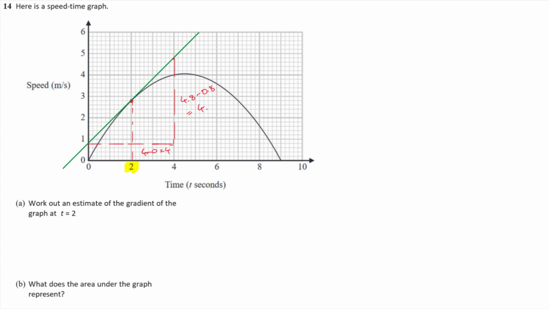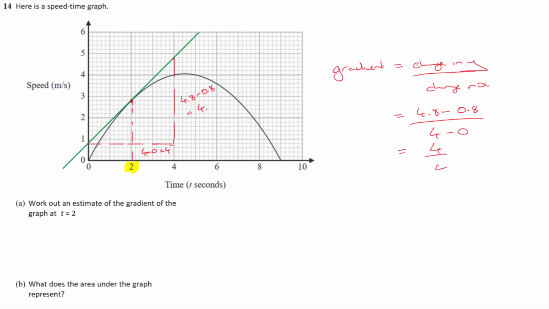So then the gradient equals change in y divided by change in x, which is 4.8 minus 0.8 divided by 4 minus 0, which is 4 divided by 4, which is 1. So it has a gradient of 1. So when t is 2, the gradient is 1.